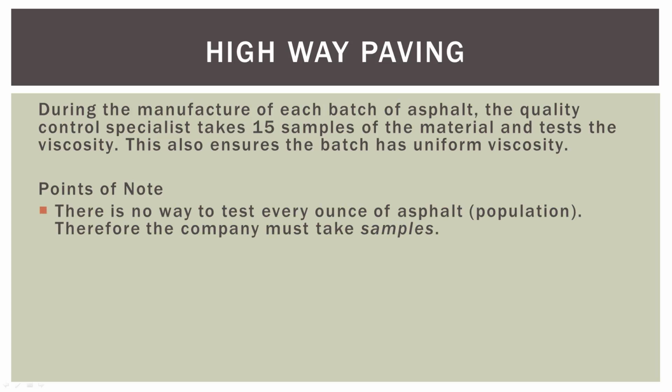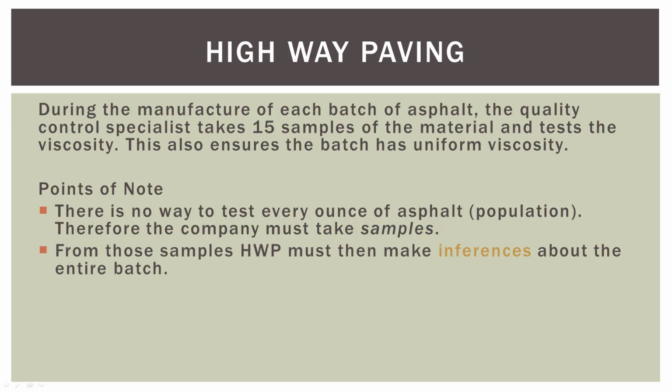So, some points of note. There's no way to test every single ounce of asphalt. Think of the overall batch of asphalt as our population. Therefore, the company has to take samples. From those samples, the company must then make inferences about the entire batch. So it takes the specimens back to the lab, measures several of them, and then based on those results can say, yes, our batch meets our standards and it's uniform, or not.